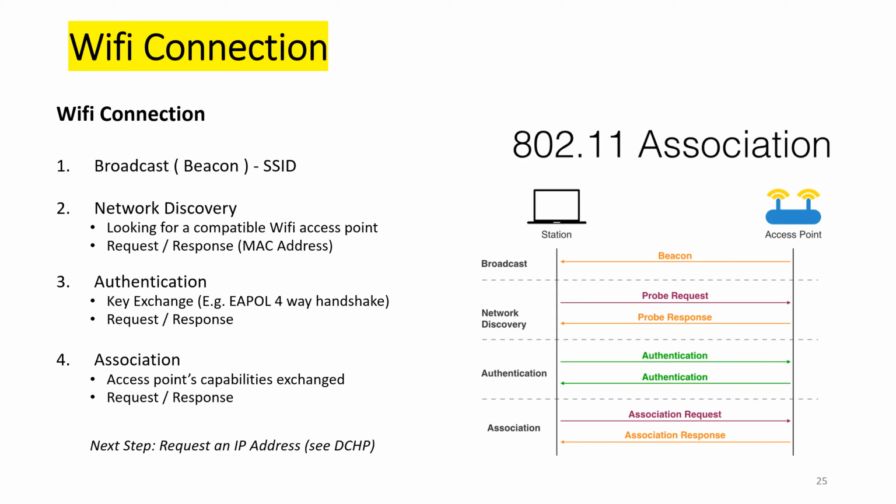And then finally, association. Key exchange is going on, everything's happened, the handshake looks good, then you have association, where now we're ready to send data. We have connected, okay? The point I want to make here is you're not connected to the network, you're just connected to the access point. The next step, in this case, is DHCP.